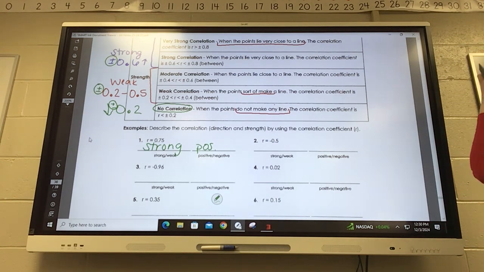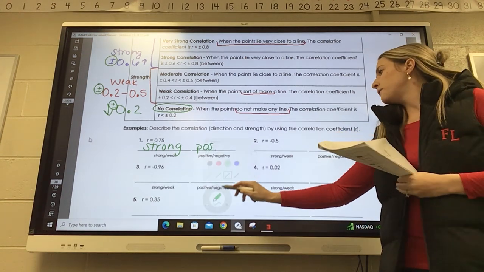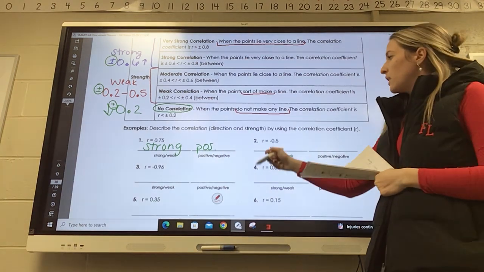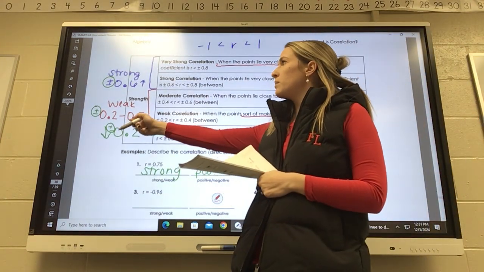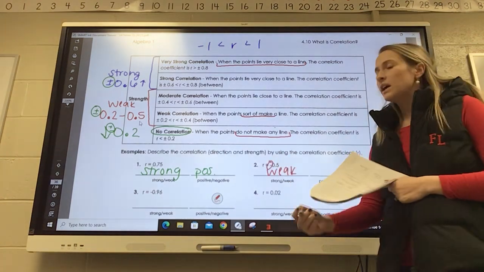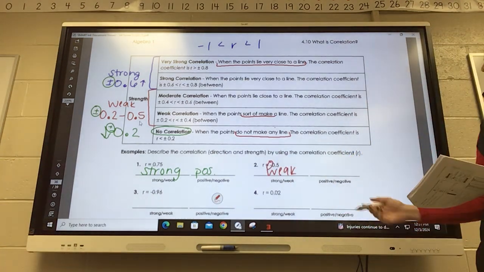Thanks, Jake. All right, number 2, r equals negative 0.5. Raise your hand, don't shout it out. Do we think positive or negative, weak or strong? Camden? Weak and negative. So if I look at that 0.5, that's lower than my 0.6, so I agree it is weak. And I know it's negative just because it literally has a negative sign in front.